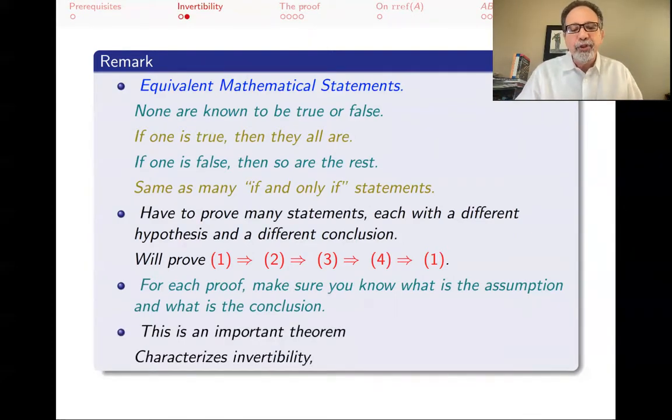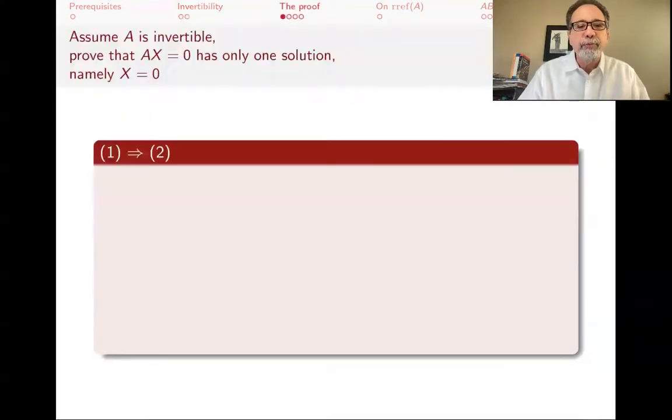And again, this is an important theorem because it characterizes invertibility. Any one of those conditions could actually be taken as a definition of invertibility if you want. Let's get on with the proof. The matrix walks through the door, it's a square matrix. I know it's invertible. That's what I'm given.